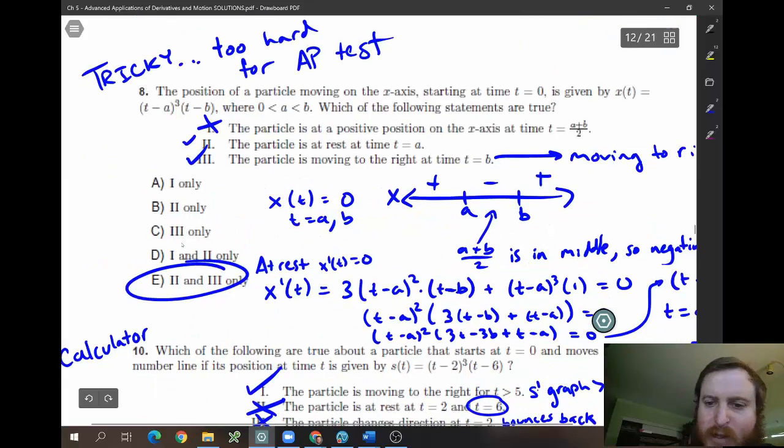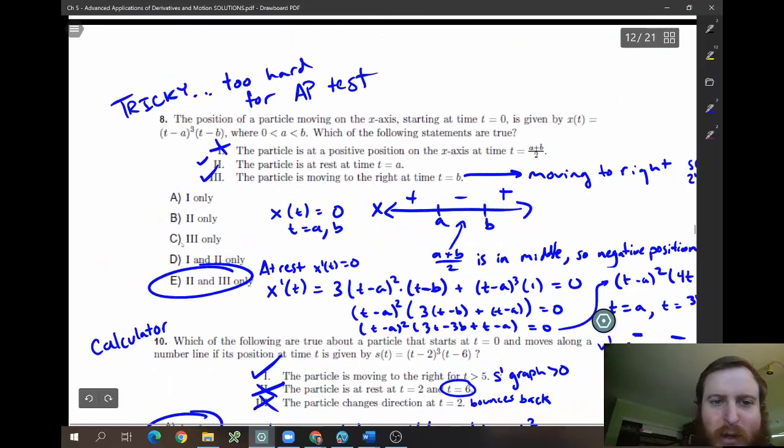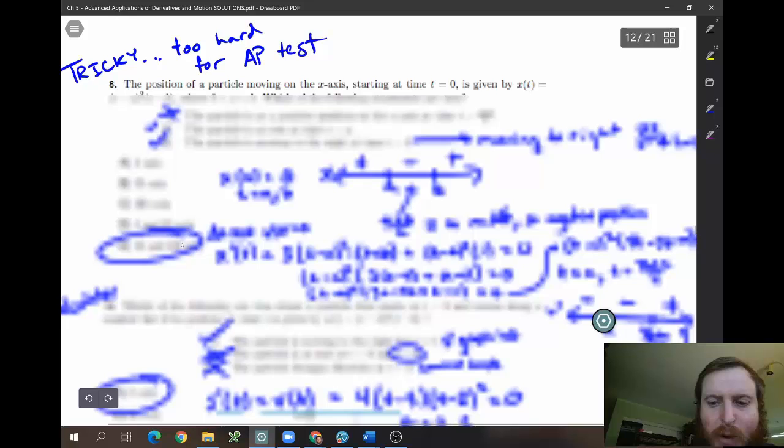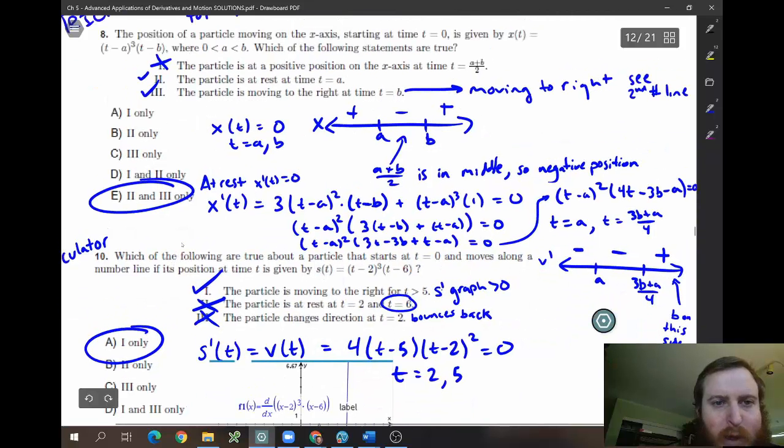Okay. This next one's super tricky. Honestly, it's way too hard for the AP test. I think I marked it as being a bonus question. So the first one says the particle is at a positive position. Well, a positive position, we wouldn't actually take a derivative. We would just take x of t and set it to 0. So you're going to get a and b. Like a and b would be the zeros.